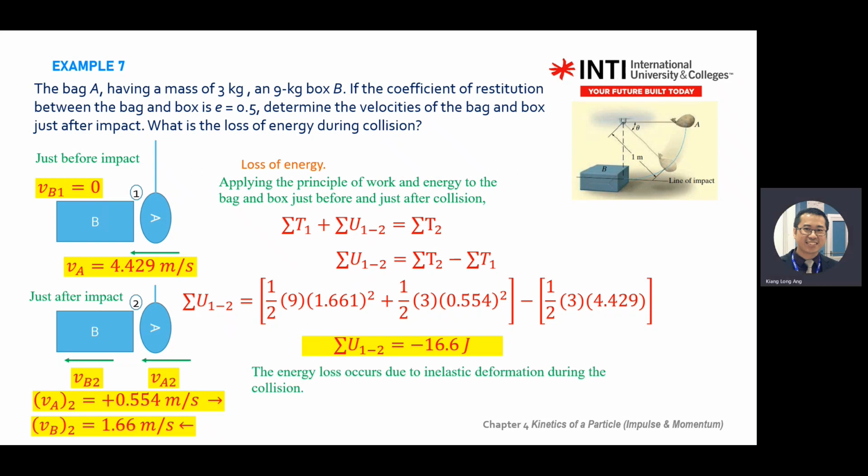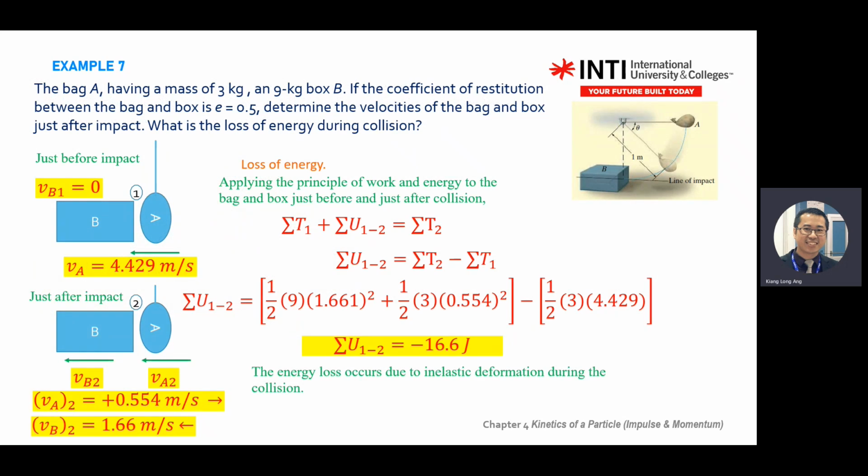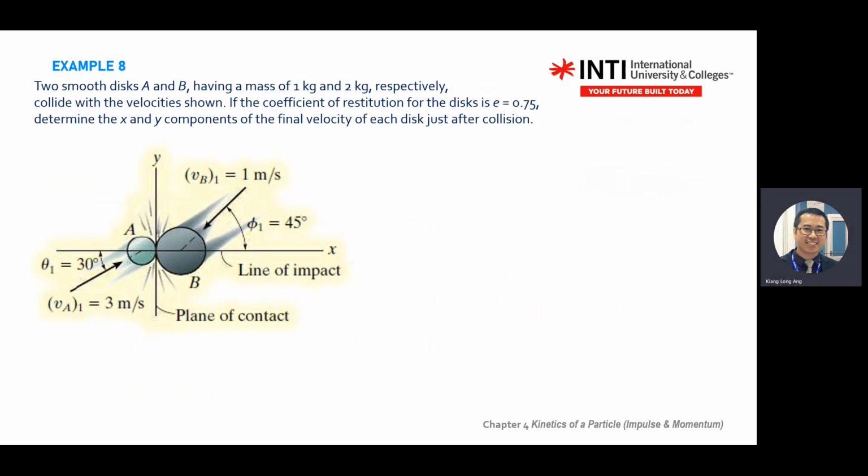So when you get a work, or energy loss, it also means work. Energy loss also means work. So you get a negative. This is inelastic deformation during the case. So of course, you don't need to explain whether it's elastic or inelastic. Okay, any questions for example 7? Make sense? Okay. Let's look at example 8.